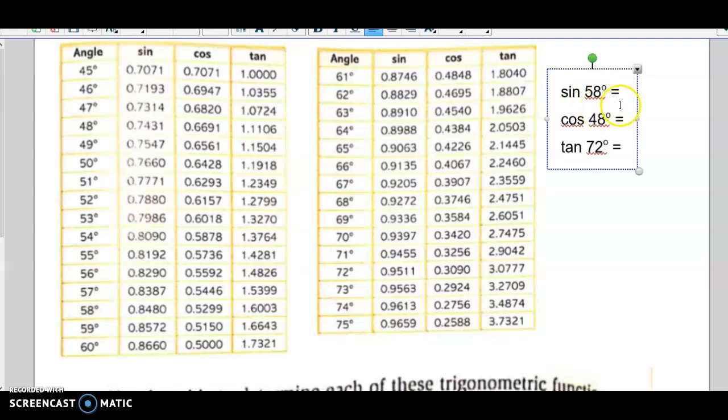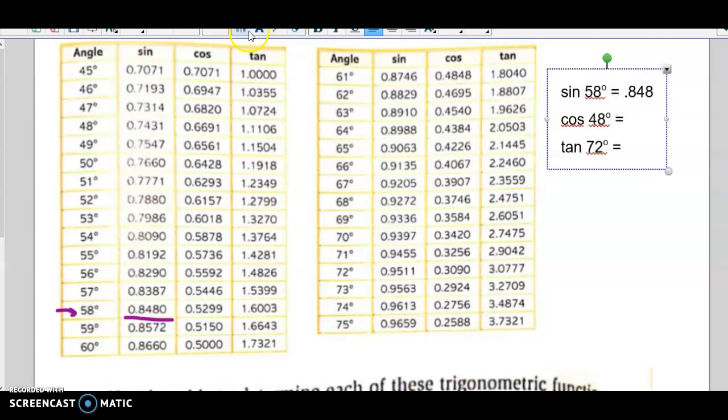So all we do here is look at our table. This is our trig table that's in your book, and I'll probably have to provide a little picture of this for you somewhere. So 58 degrees. You go to 58 degrees, and you would just look for the sine. So sine is this number, 0.848. That's it. That's all you do. 0.848, that's your answer.